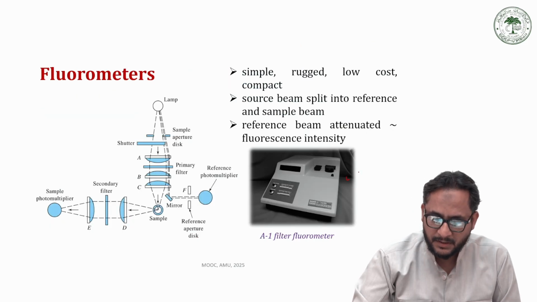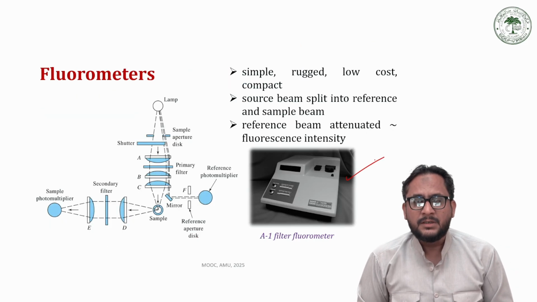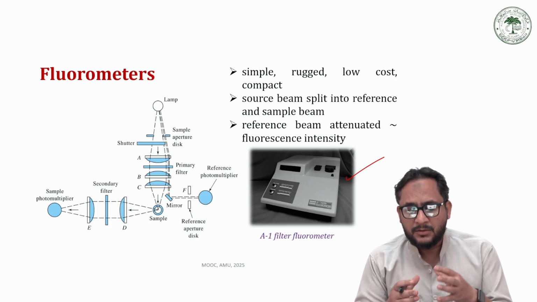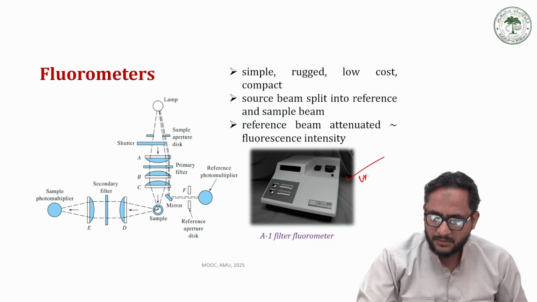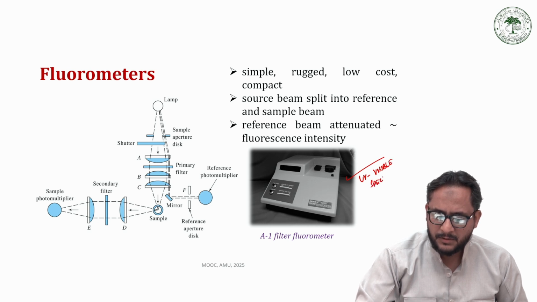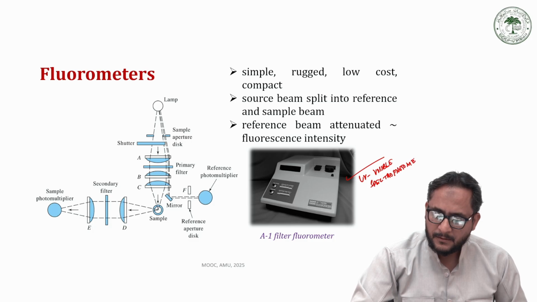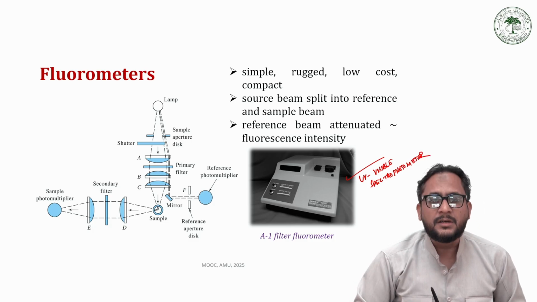Again, this is an actual image of a fluorometer. The size and appearance look like a UV visible spectrophotometer. They are quite similar. But in a UV spectrophotometer, absorption is taking place, while in this case both absorption and emission are taking place.